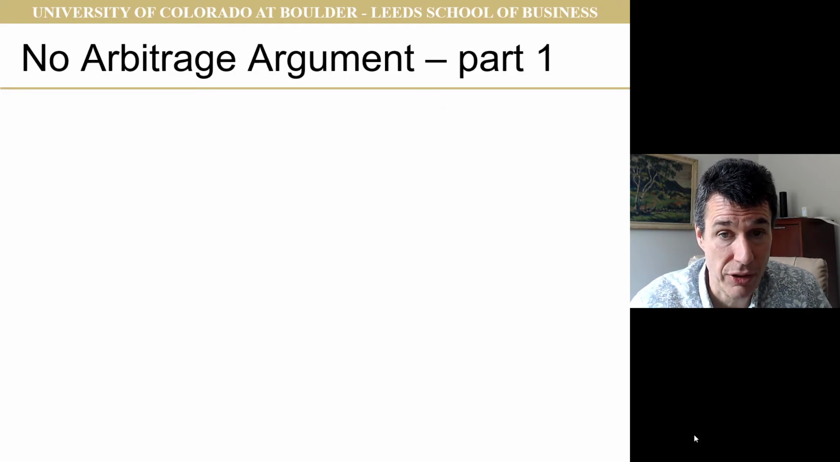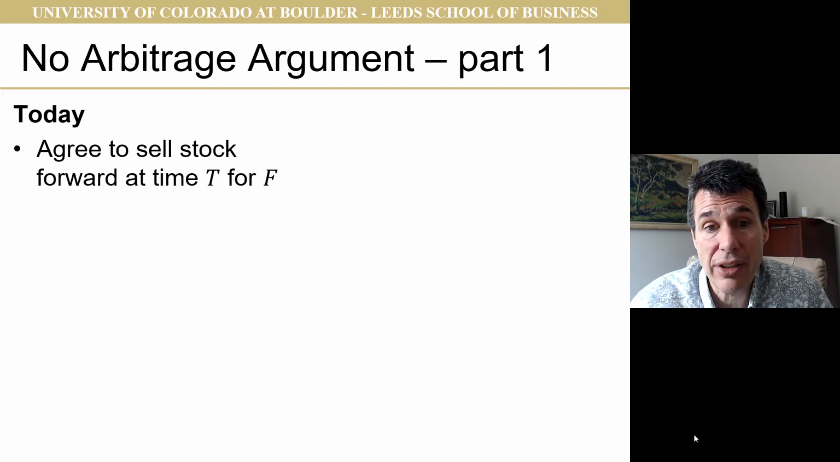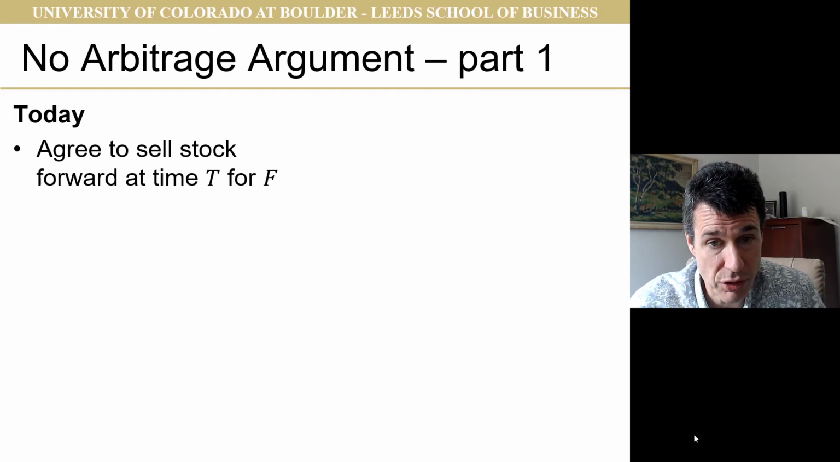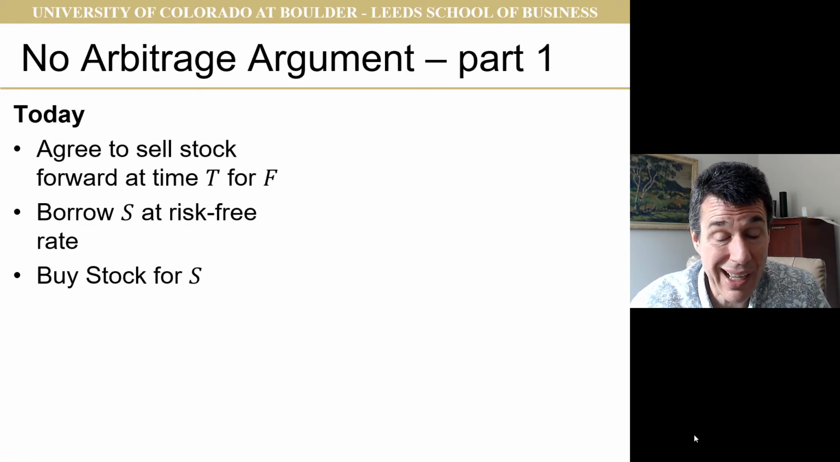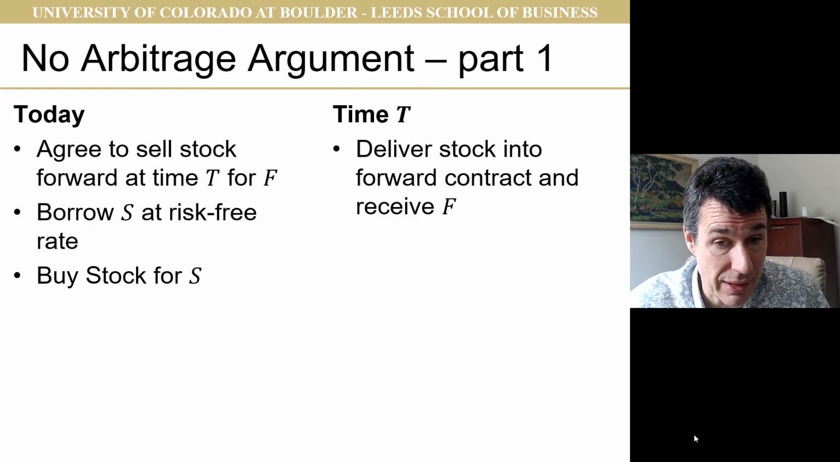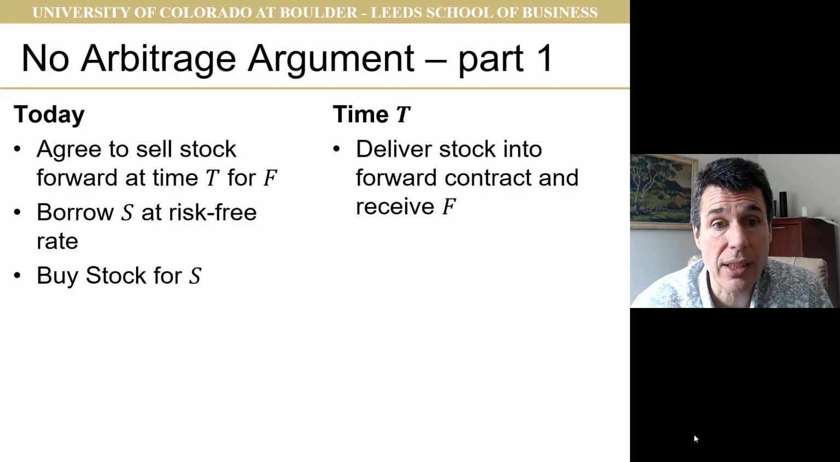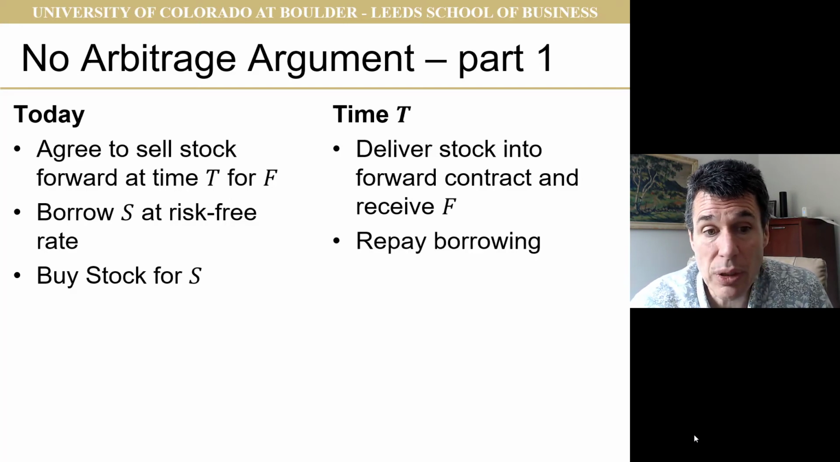So we have two parts to this argument. The first part, today we're going to agree to sell the stock forward at time T for some price F. And we're going to assume there's no cost to this transaction. We're going to borrow S, whatever the stock price is, at the risk-free rate until the maturity. We're going to buy the stock for S, and we're going to wait. At maturity of the contract, we are going to deliver the stock that we own into the forward contract and receive F. We have to repay our borrowing, S e to the RT.